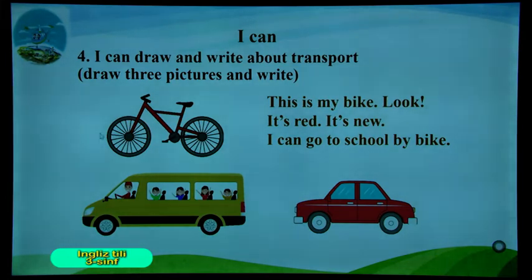What is it? It's a bike. What is it? It's a minivan. And what is it? It's a car. Now, take a look at the example. Keling misolga qaraymiz. This is my bike. Look. It's red. It's new. I can go to school by bike.